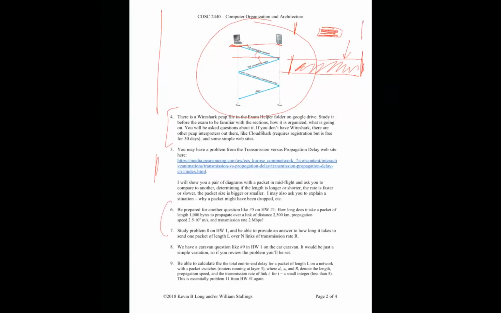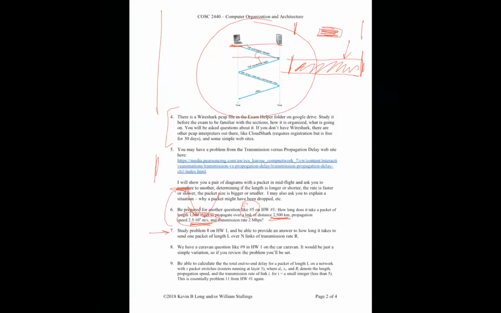Be prepared for another question like number 5 on homework 1. How long does it take a packet to propagate over a certain distance with this particular propagation speed? This speed that I show here is always the speed of every network, whether it's fiber, radio, Ethernet, whatever it might be. So if I neglect to tell you the speed on an exam, you should always assume for modeling that this is the correct speed, 2.5 times 10 to the 8th meters a second. So if I give you one like this, just be able to calculate it. It's a gimme. It's a simple question, but if you've not done it, it may be tough for you.